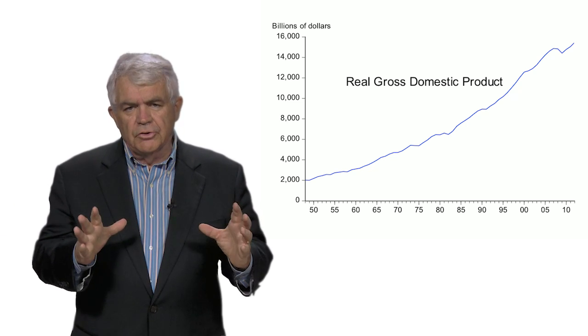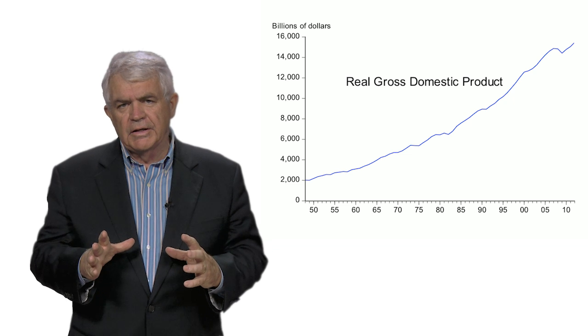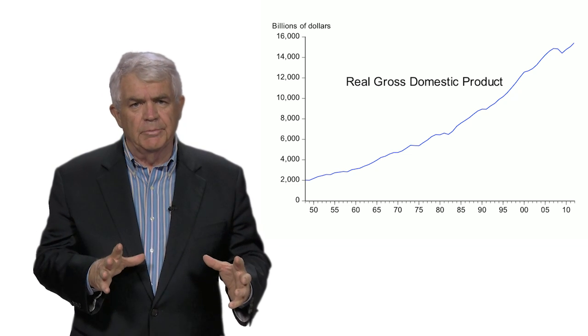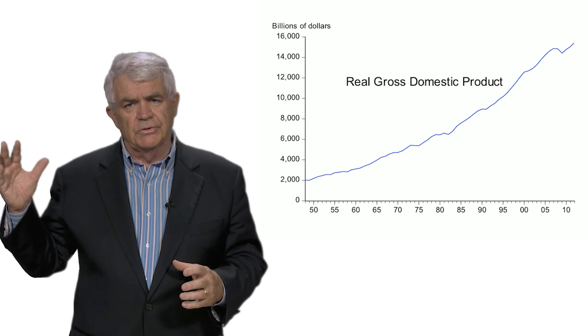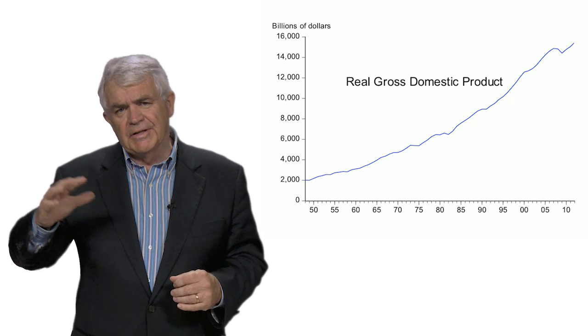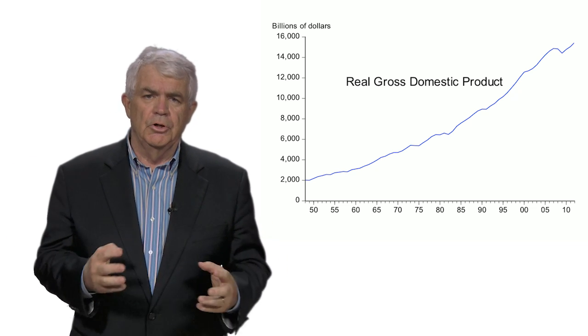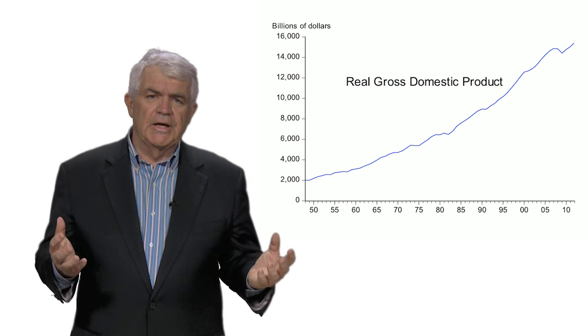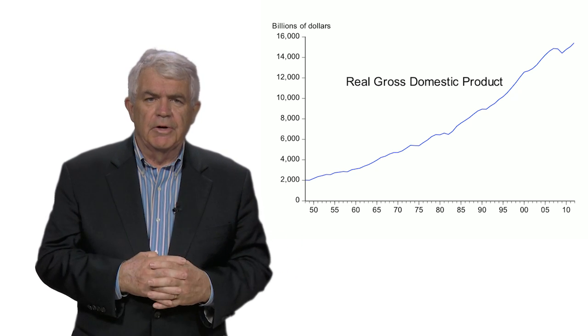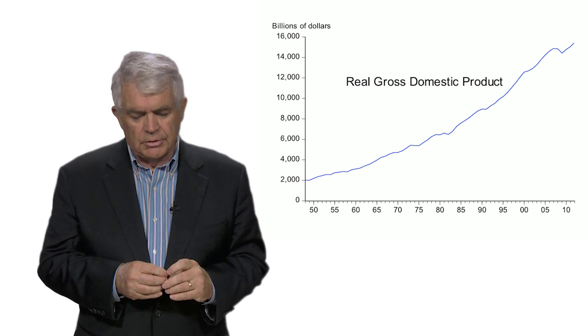You also want to make sure that you don't take account of inflation in the wrong way, because everything increases over time with inflation, and so you want to take that out. Economists call that real gross domestic product, sometimes real GDP. And when we take that out, it's a much better representation of what's happening in the economy.